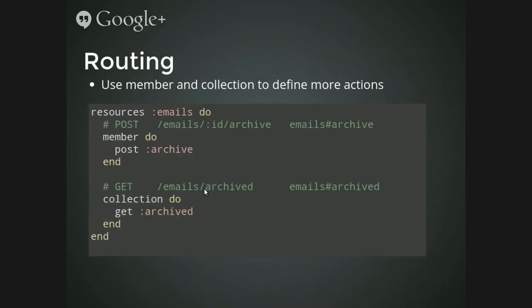If I do member, first notice that this is inside our resources emails. If you give a block to resources emails, it essentially means define some more routes that operate on emails. Inside of this, you can specify other routes that have to do with emails. So when I say member do post archive, this will create this route, which automatically routes to the emails#archive controller action, and the route will be called archive_email_path in the app.